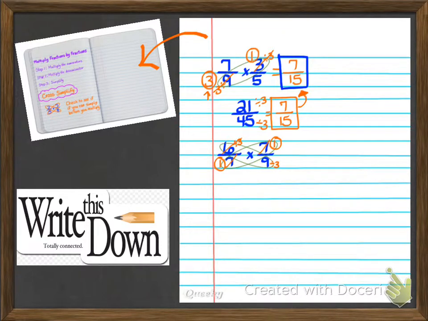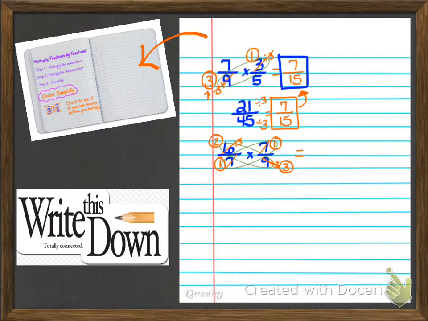6 divided by 3 gives me a 2. I'm going to write it and circle it. 9 divided by 3 gives me a 3. I'm going to write it and circle it. So now, notice how I have a lot of things crossed out, a lot of circles here. So be sure that you do write neatly and not teeny tiny so you can kind of see what you did.